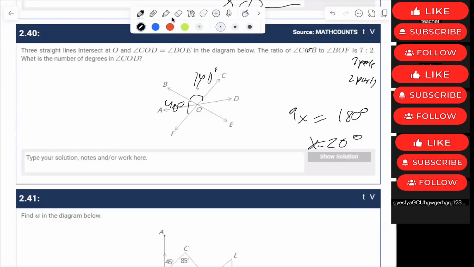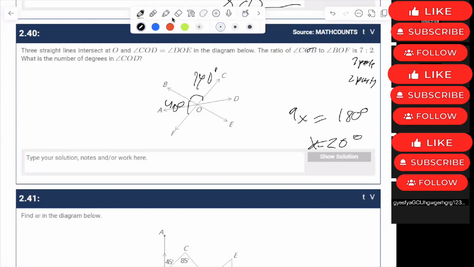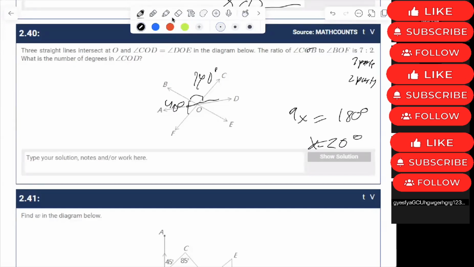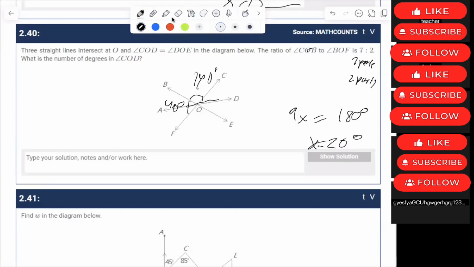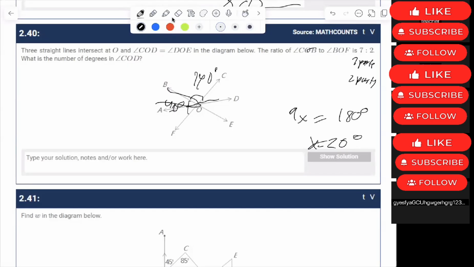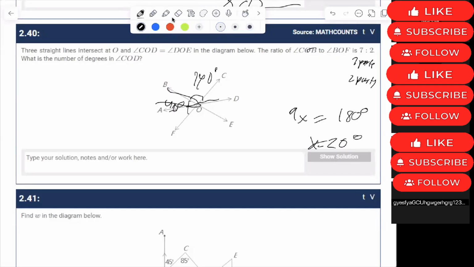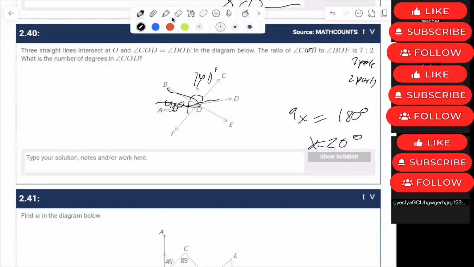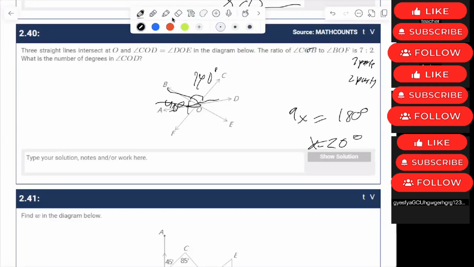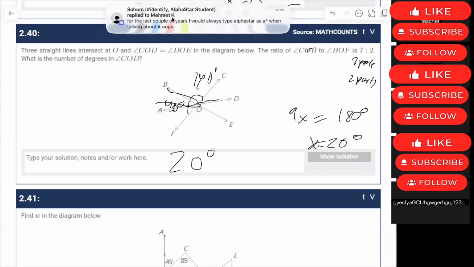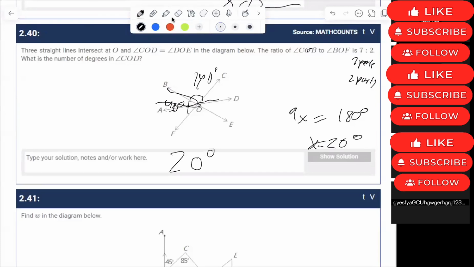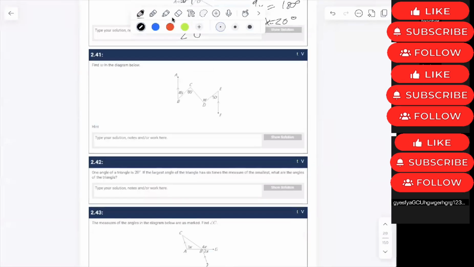Now what is COD? We want to find COD, and we know that COD is equal to DOE. So it bisects, which means that it also bisects BOA and AOF. These are the same angles. BOA and AOF are the same because COD is equal to DOE. These are two straight lines and they get bisected. So the answer is 20 degrees. This is 40 divided by 2. Now let's move on to 2.41.